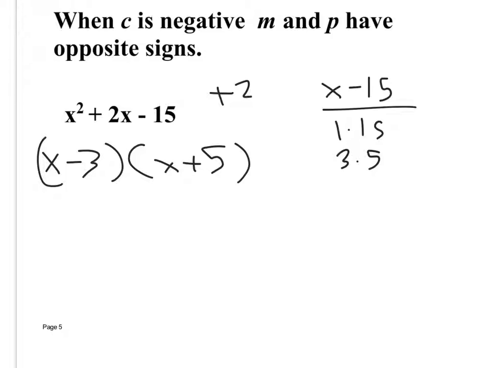When C is negative is the only time it matters which one's which. The order doesn't really matter. I could do x plus 5 here and x minus 3 here. The only thing that matters is what sign is in front of those two numbers. This is the only time.